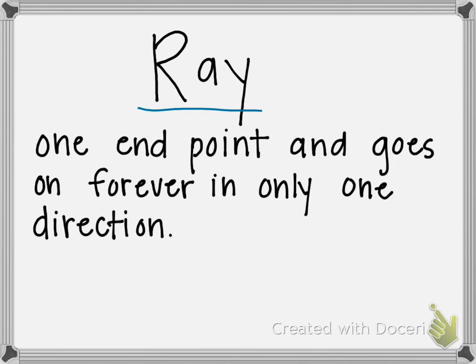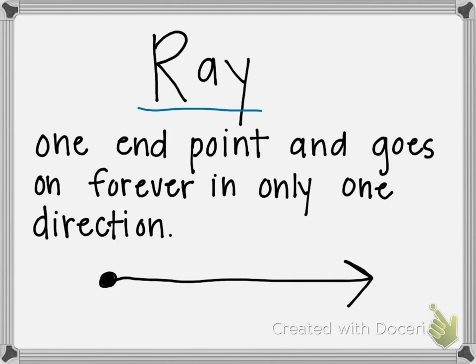Our next word is a ray. A ray has one end point and it goes on forever in only one direction. So let me show you what that looks like. Here is our one end point, and then it goes on forever in this direction. And I show that with the arrow.